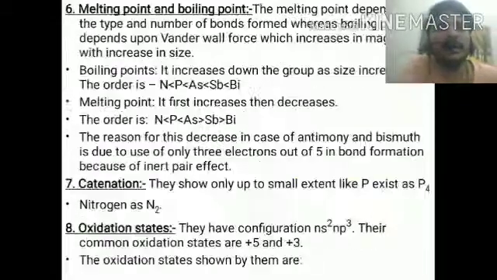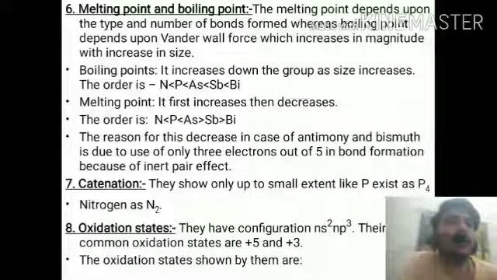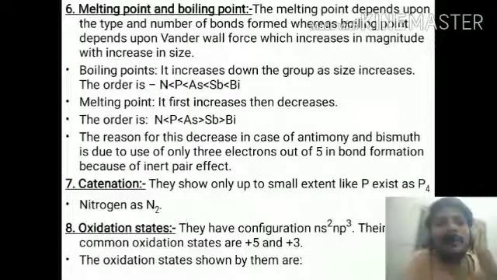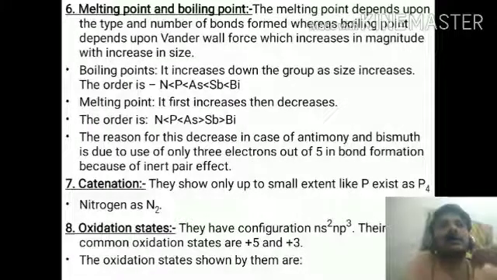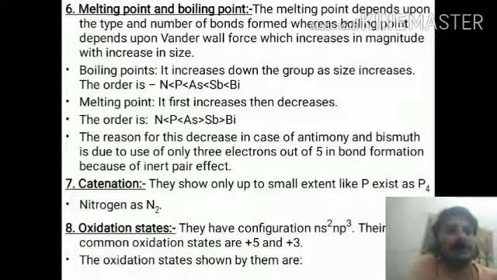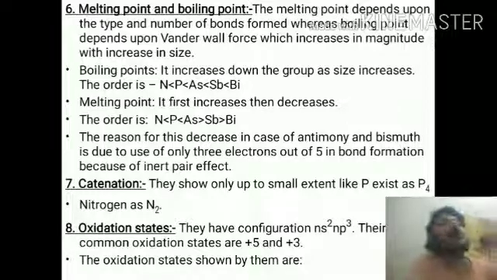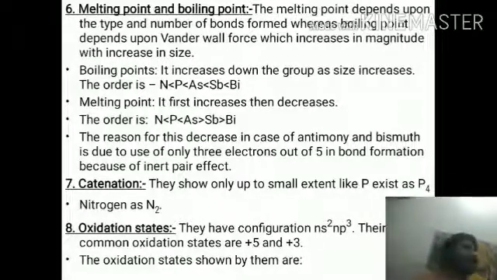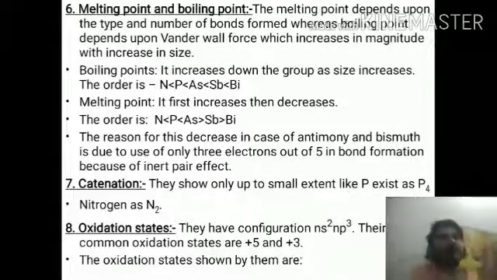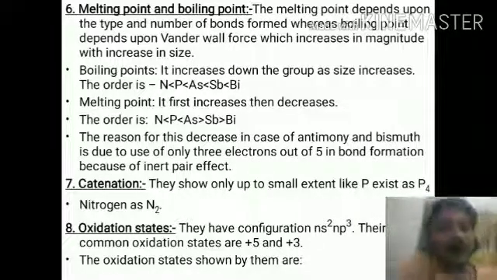Now the next property is melting point and boiling point. You know the easiest definition. The temperature at which a solid substance starts to melt is called the melting point. The temperature at which a liquid substance starts to boil is the boiling point. It is not a proper definition, but it is a simple definition.